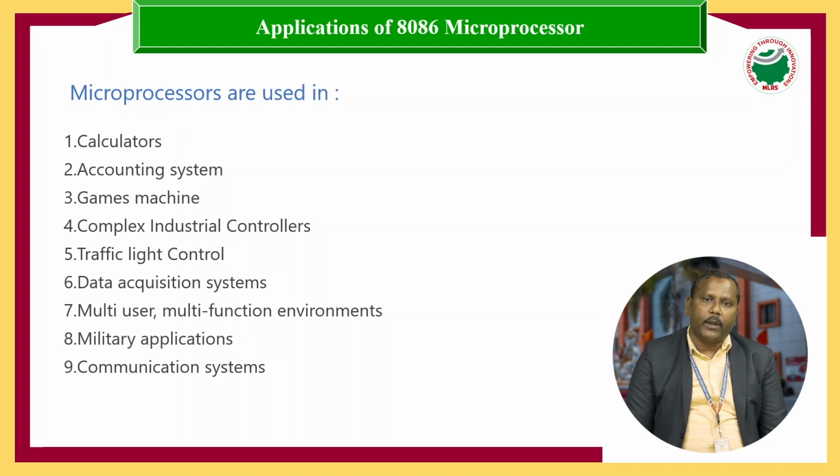The next topic is applications of the 8086 microprocessor. A microprocessor is used for general purposes and a microcontroller is used for application purposes. The main applications of the microprocessor are calculators, accounting systems, game machines, communication systems, military applications, traffic control signals, data acquisition systems, and multi-user, multi-function environments. These are the general applications of the 8086 microprocessor.